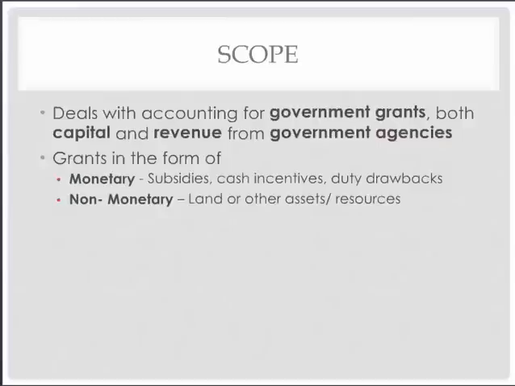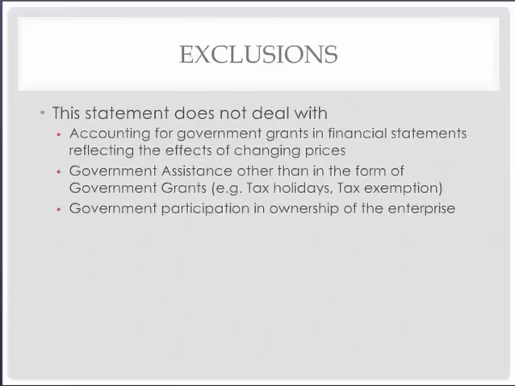Now grants can be in the form of monetary or non-monetary. Monetary grants cover subsidies, cash incentives, duty drawbacks, etc. Non-monetary grants cover land, plant and machinery, or some other assets or resources. Cash is covered by monetary grants; land or other assets or any other resources are non-monetary. So the scope of this standard covers any grant received from government agencies, and that grant can be in the form of monetary or non-monetary. The standard excludes three things.